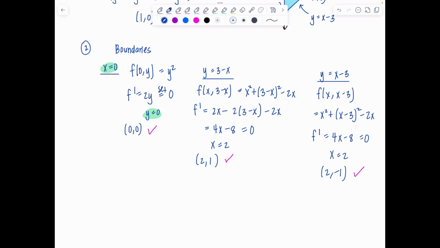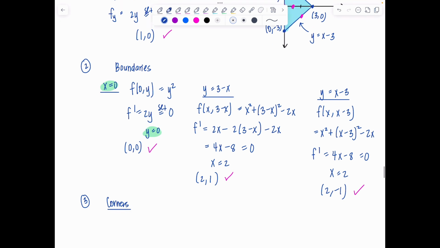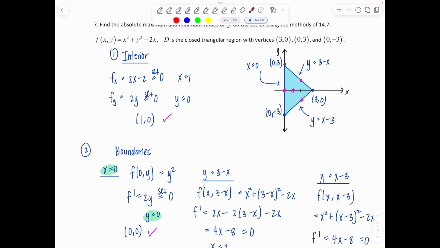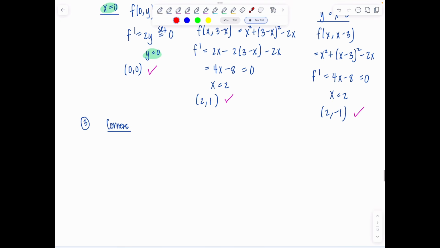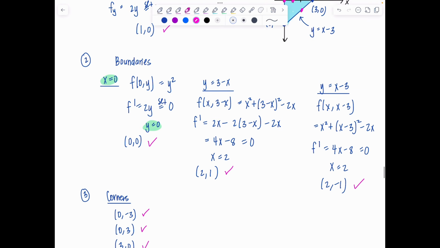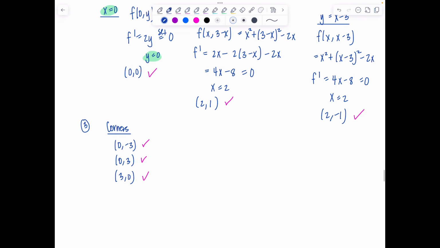The third and last place where you get critical points are on the corners, where the boundary equations meet. So 1, 2, 3 of them. We have 0, negative 3, 0, 3, and 3, 0. So altogether, there should be 1, 2, 3, 4, 5, 6, 7 critical points, and we're going to evaluate the function at all of them.